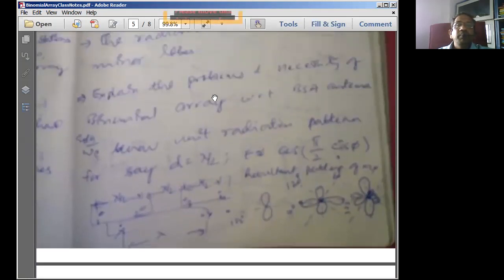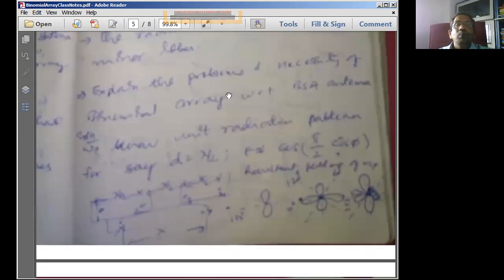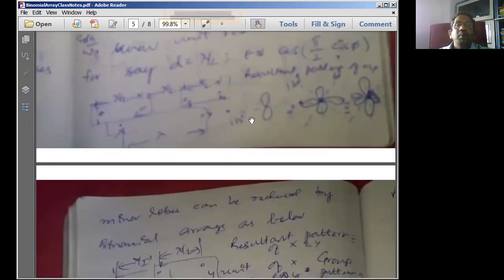So you have to explain the problems and necessity of the binomial array with respect to the broadside array by yourself. I am not discussing this, because the broadside array has the problem of uniformity: the radiation pattern directivity is not going to be really high, and the signal radiation is not going to be with high directivity. To improve on these things, we normally go with a binomial array. So let us see the binomial array now.